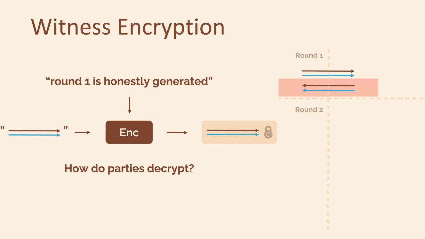But let's think about what happens in the honest case now. How can the parties decrypt? What does the witness look like? It has the secret input and randomness of each party. And of course, it's obvious that these parties can't reveal these secret inputs and randomness publicly, which means that no one party has this entire witness, which means no party can decrypt. So this seems like a problem.